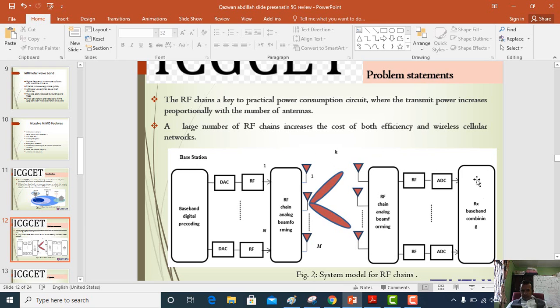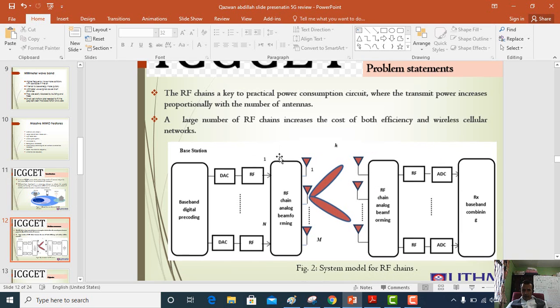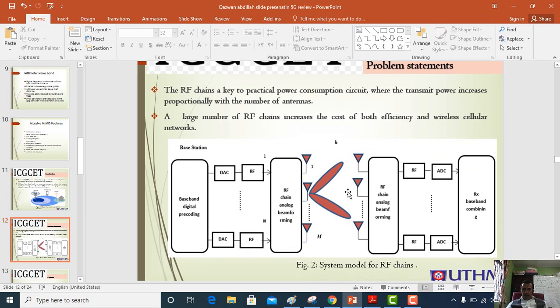Here we have the receiver side, with the analog to digital converter and RF chain, and this is the system. We combine the analog and digital converter, so we get the accuracy of digital, and we can also reduce the power consumption.